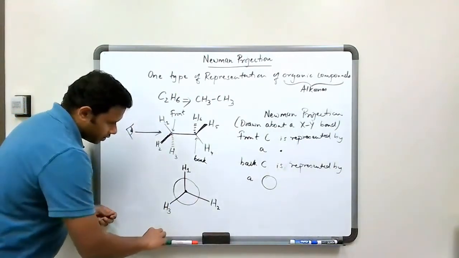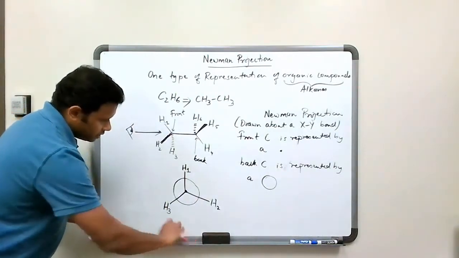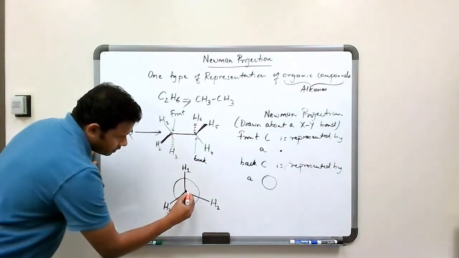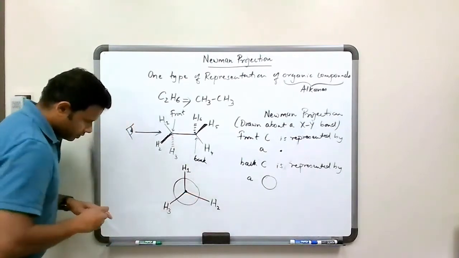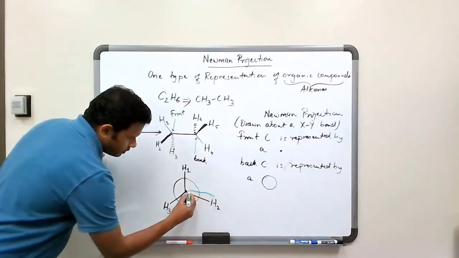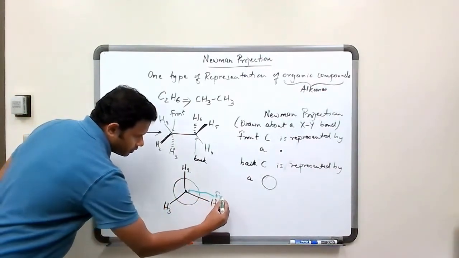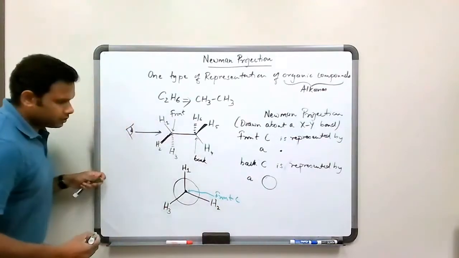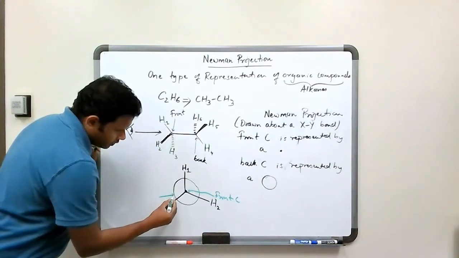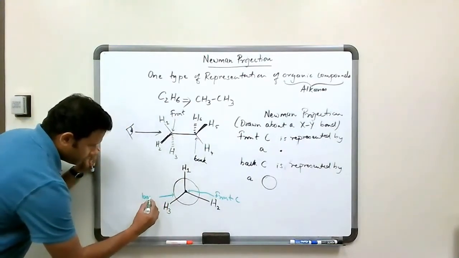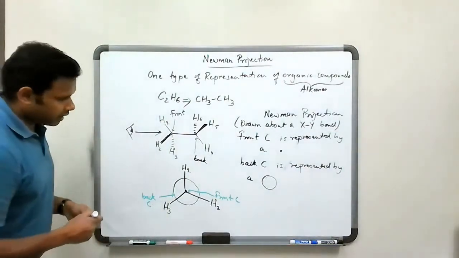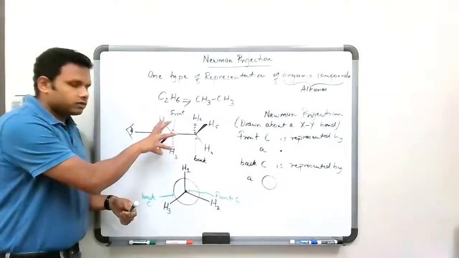Now let me go ahead and include some labels here. We'll say that this here is the front carbon, and I'm going to say that the circle here is the back carbon. So we have the front carbon and the back carbon. Now I'm done with the front carbon.